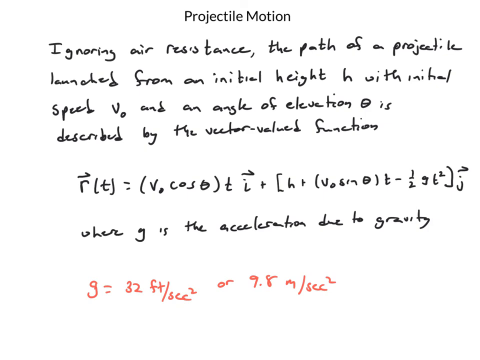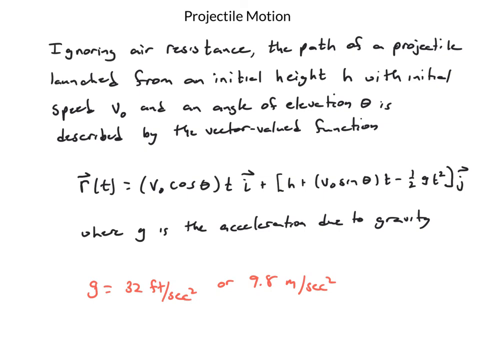Now, a lot of times when we dealt with this before, we would talk about it in terms of, since gravity was pulling down, it would be a negative. But because we're working in this form, it's a minus right there. We will use just positive values for g in this one. If that was a plus, then we would have to use a negative value for g. So it's minus 1/2 g t squared times vector j.